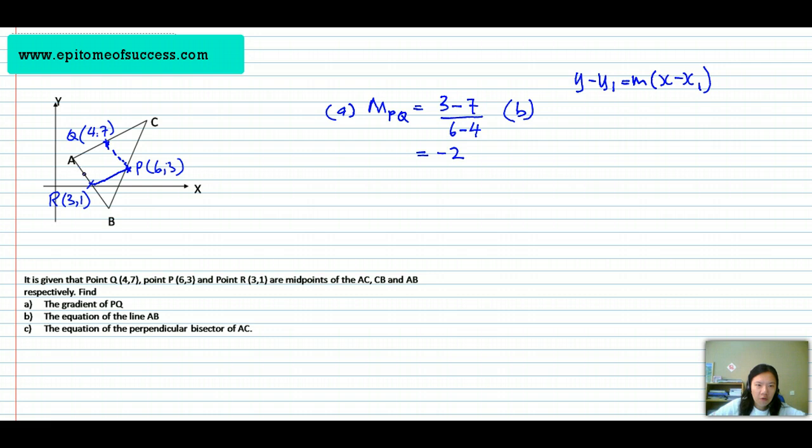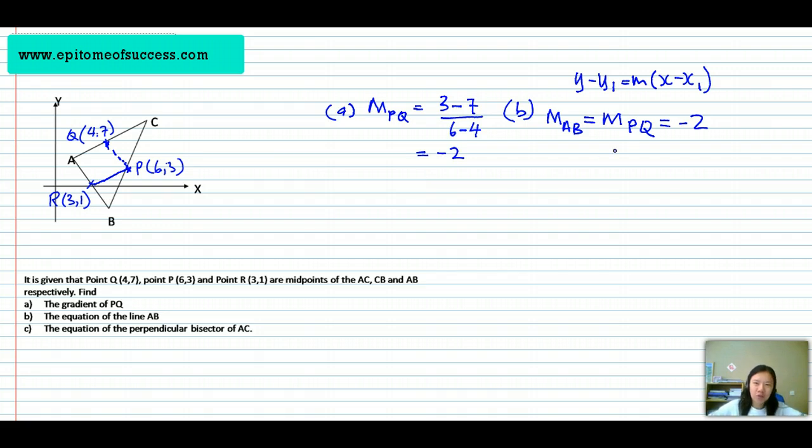How? The gradient of AB is the one you're looking for, right? Remember? So I'm going to write it here. M of AB will equal to the M of PQ, which equals negative 2, which is what you found earlier. So another technique is this. You may realize that our Add Math is structured in such a way that the question B sometimes, or most of the time, will make use of the answer from A. And the question C most of the time will make use of the answer from A or B or both.